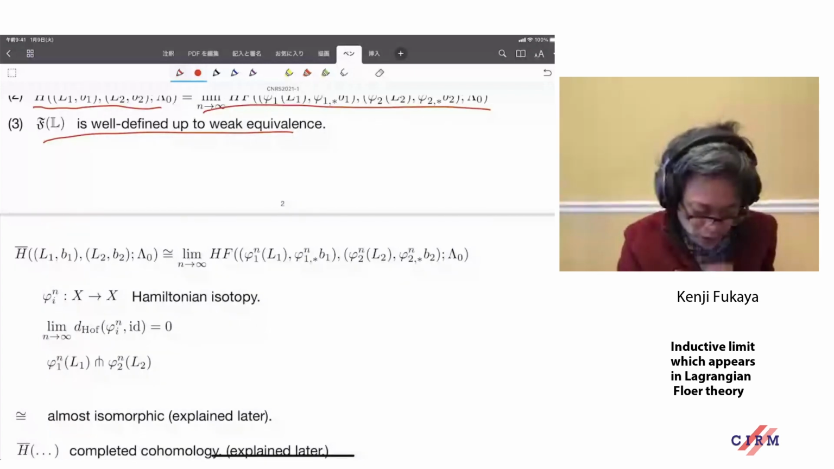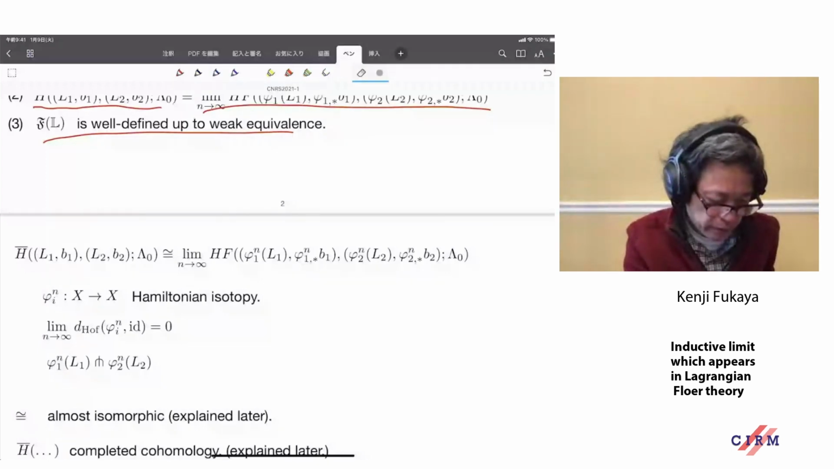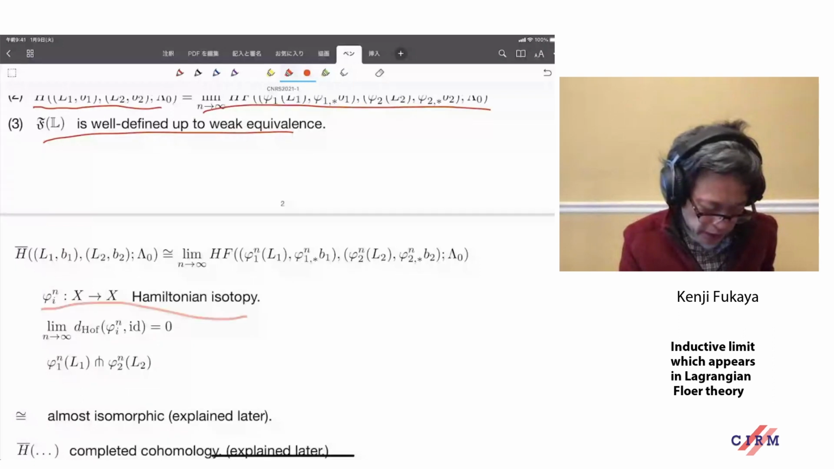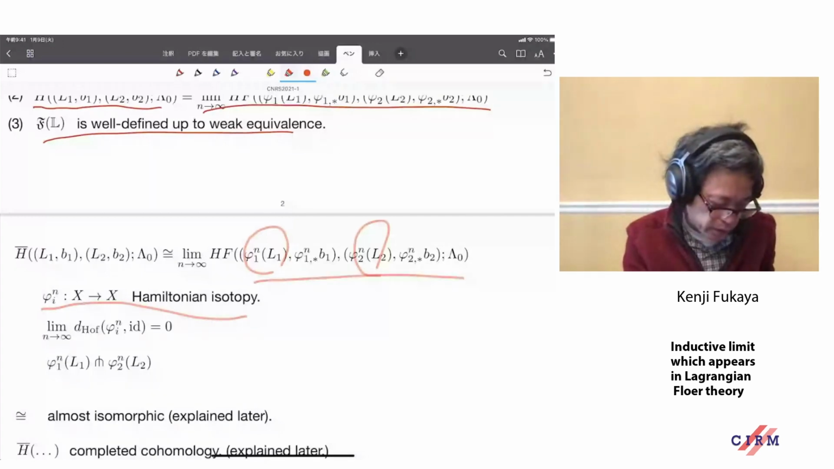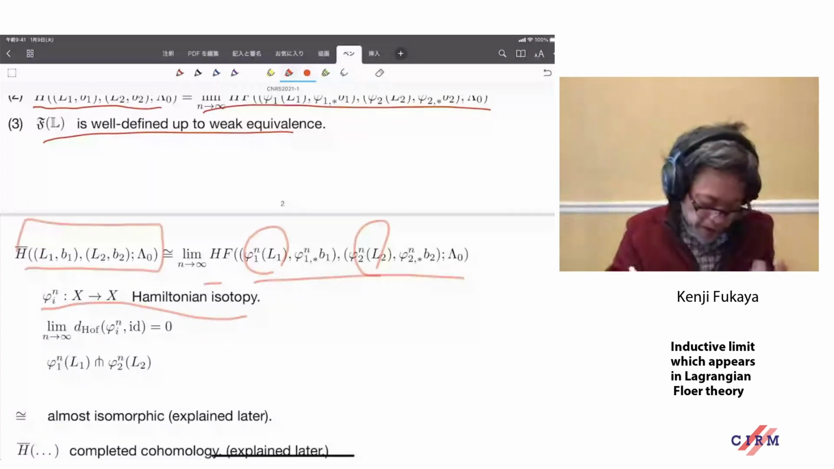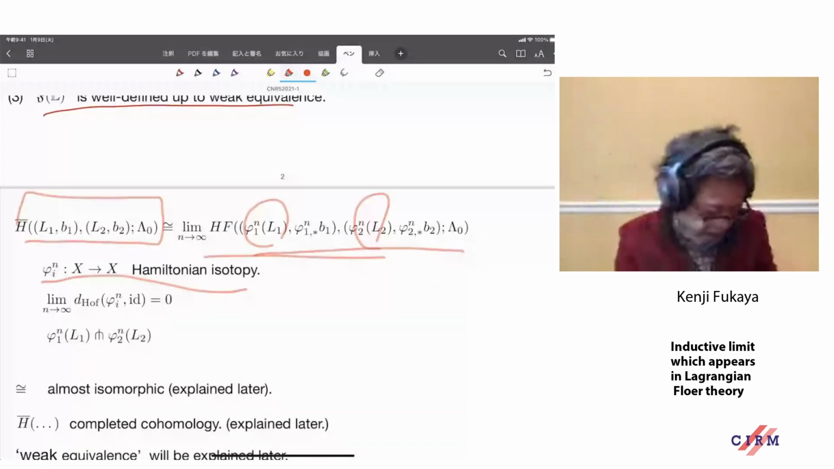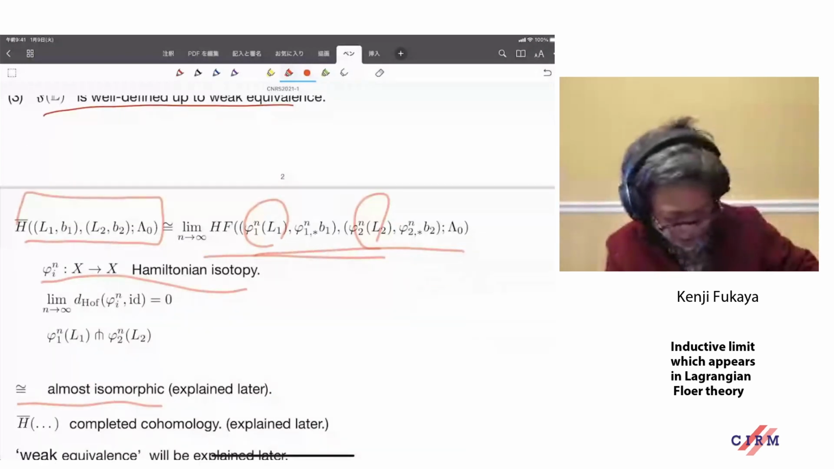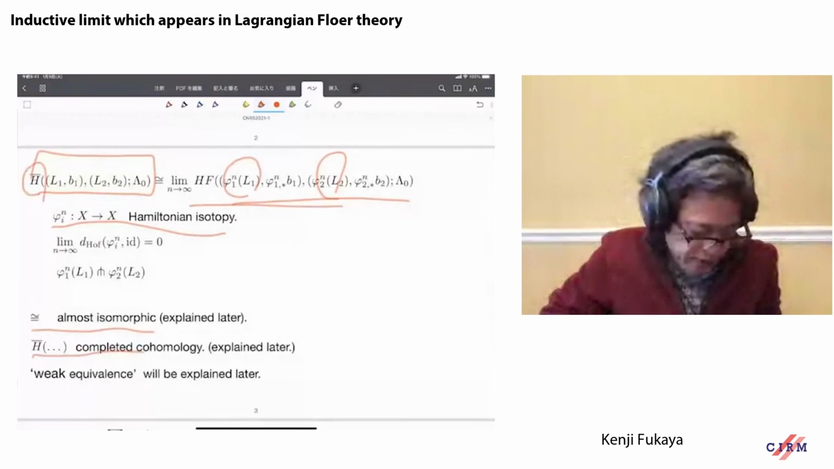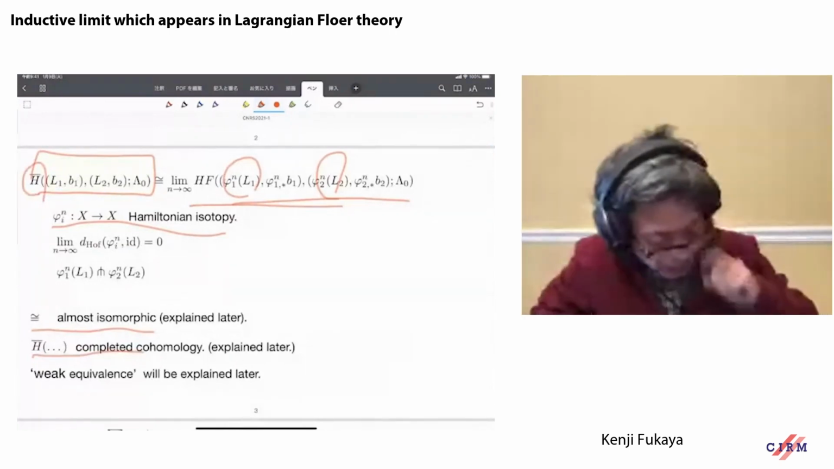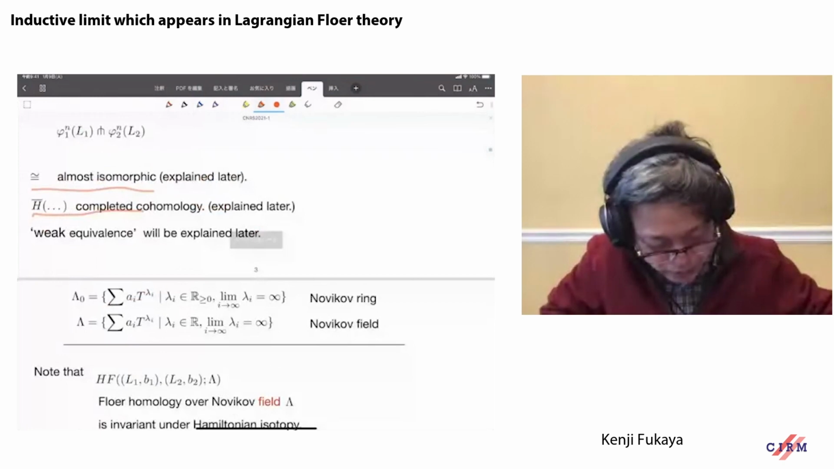We don't assume any kind of transversality. So we take some Hamiltonian isotopy so that this Lagrangian submanifold is transversal to the second one, and L1 and L2 are different. And then we take this Lagrangian Floer theory. This morphism space is some kind of inductive limit of these perturbed things. And this isomorphism is something called almost isomorphic, which I will explain soon. And this homology is something like a completed version. I will soon explain. Okay, so now I need to remind you of the following.